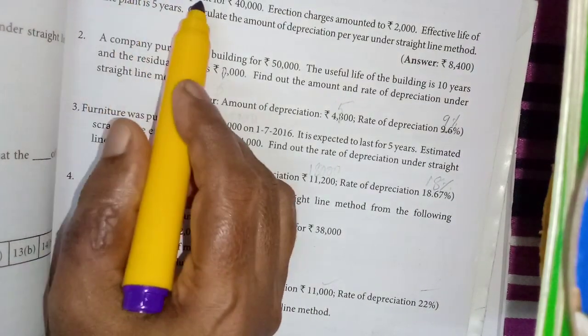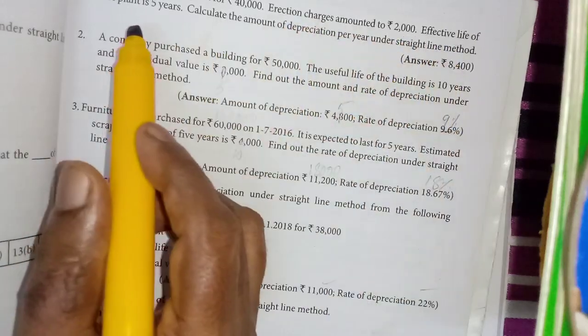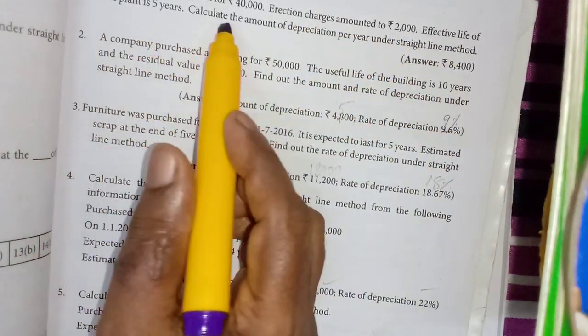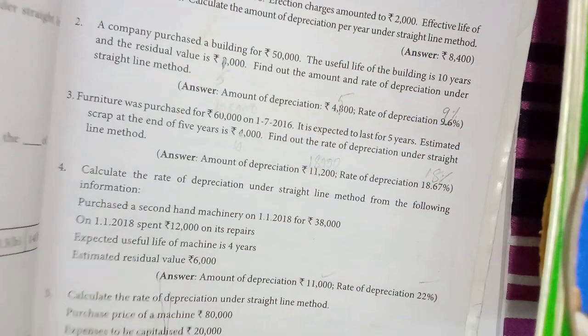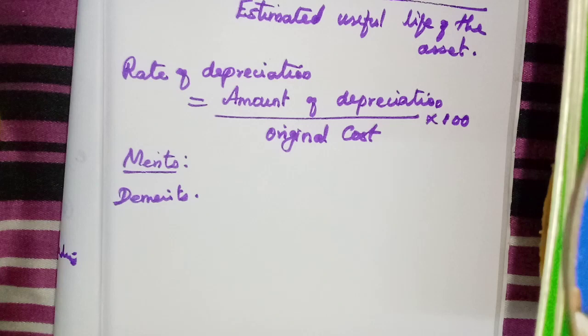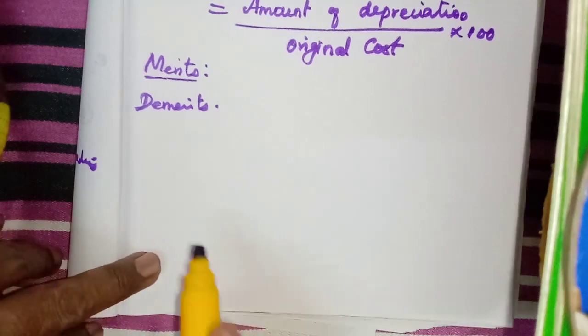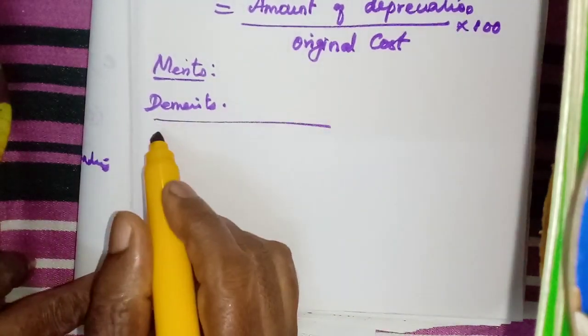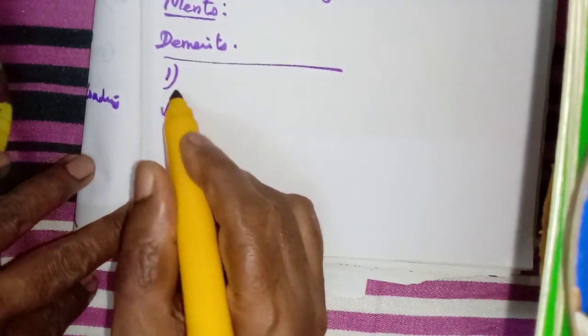The firm purchased a plant for rupees 40,000, erection charges 2,000. Effective life of the plant is 5 years. Calculate the amount of depreciation per year under straight line method. Okay, you take your book and turn to exercise number 1. Here we only have to calculate the amount of depreciation.